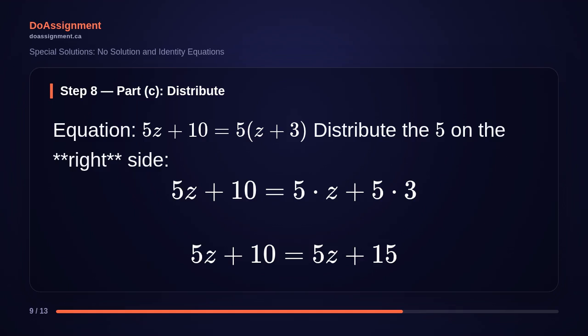Now part C. The equation is 5z plus 10 equals 5 times the quantity z plus 3. This time we distribute on the right side. 5 times z is 5z, and 5 times 3 is 15. So the right side becomes 5z plus 15.